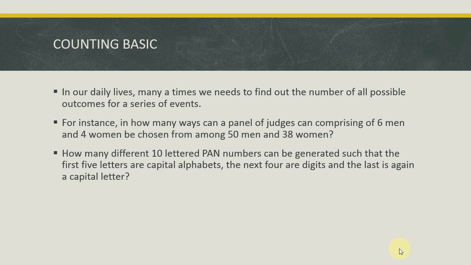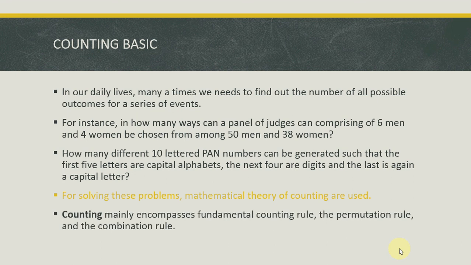Another is how many different 10-letter PAN numbers can be generated such that the first 5 letters are capital alphabets, the next 4 are digits, and the last is again a capital letter. These types of problems are very critical for human understanding. For solving these problems, the mathematical theory of counting is used, and counting mainly encompasses the fundamental counting rule, the permutation rule and the combination rule, which is also known as the rules of sum and rules of product.